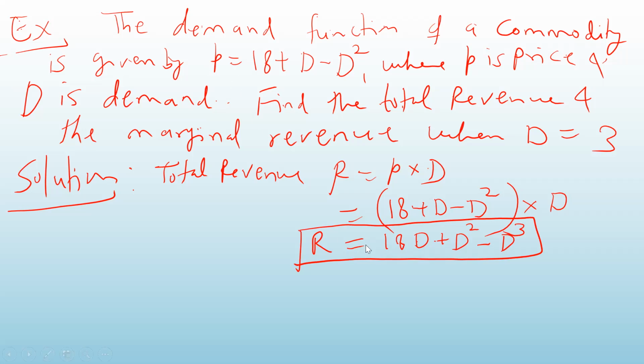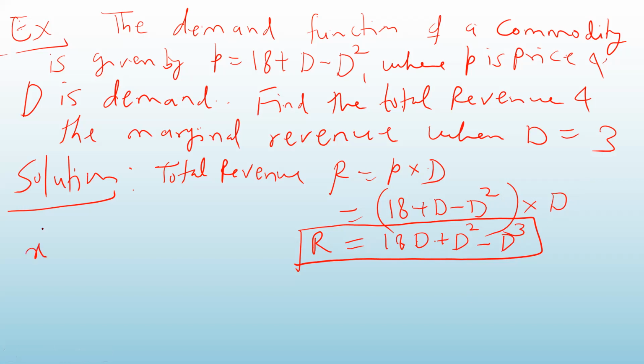Once again, this type of problem we have done before, if you look at my recording when I introduced you to the functions in economics. So revenue is price into demand. So price is 18 plus D minus D square, multiplied by D. When you multiply a bracket by an outside number or quantity, you have to multiply every term of the bracket. So 18 multiplied by D will give you 18D plus D multiplied by D will give you D square. Here the power is 1, here also the power is 1, so the powers will be added. So D square minus D square into D. Here the power of D is 2 and here it is 1, so powers will be added. So we'll get D cube.